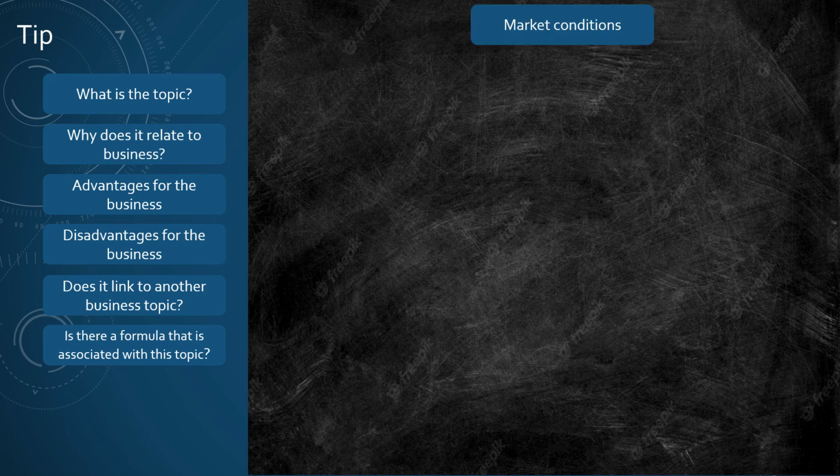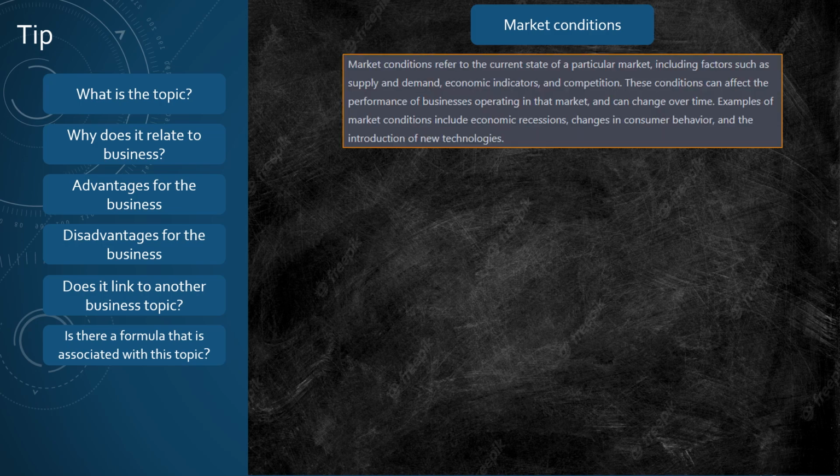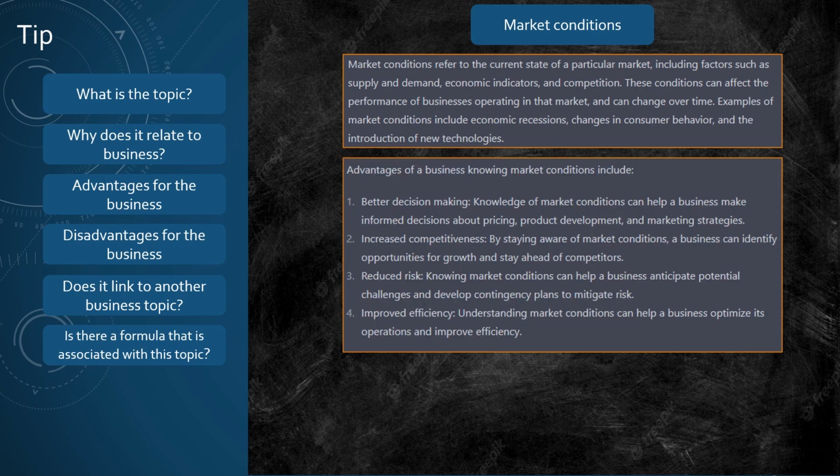So let's just take a topic then, just to put this into context for you. Let's say a topic called market conditions. Market conditions is under Unit 1. It does come up, so this could be useful. So topic, what is that topic? What's it about? Well, this tells you about what market conditions are. So it obviously relates to business.